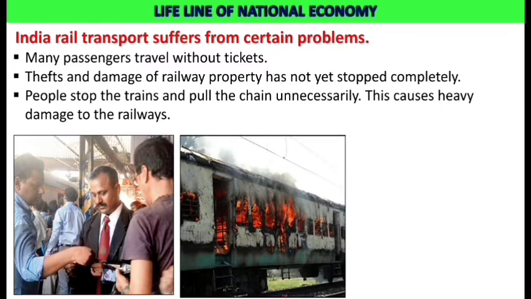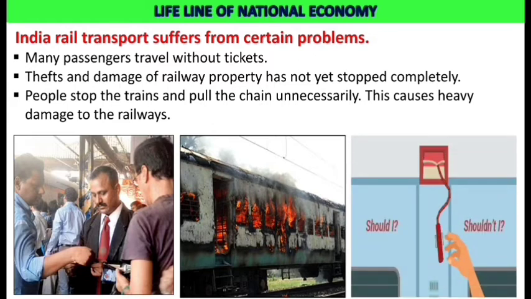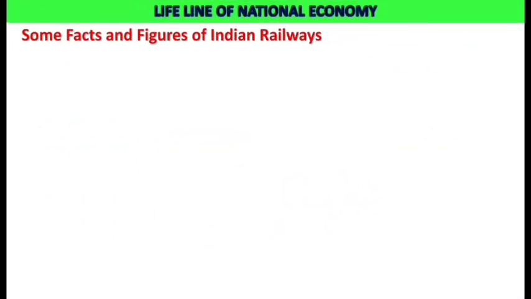So these are some problems. When you look at the third problem in this process, there is delay in the running time. If a train is stopped by chain pulling on the main line, it would block the line and also affect the schedule of other trains coming on this road. So these are some problems by which Indian Railway suffers now. Some facts and figures of Indian Railway.